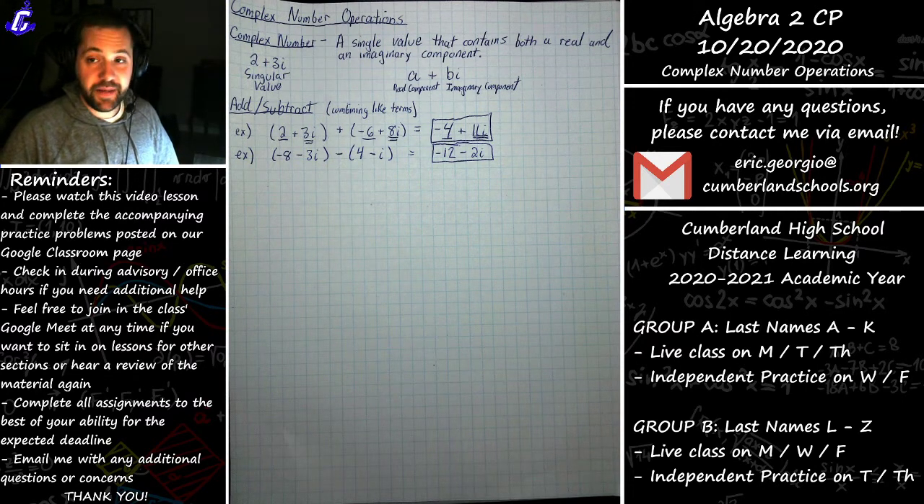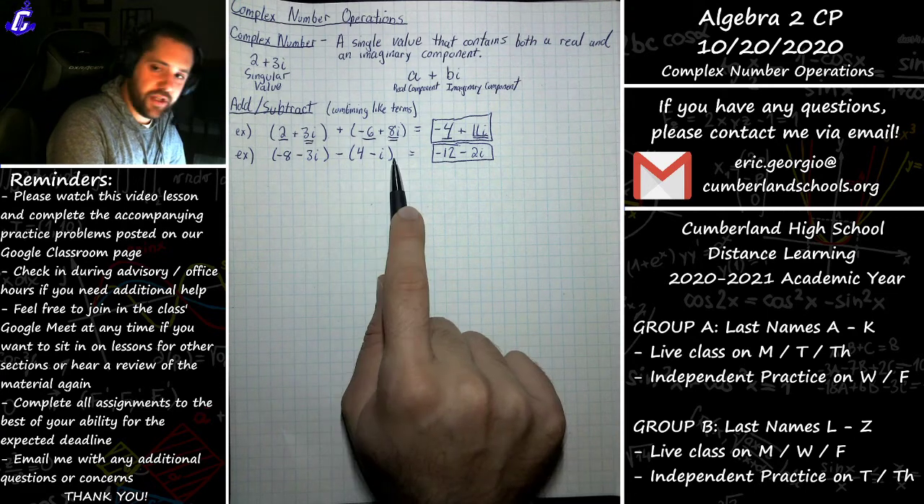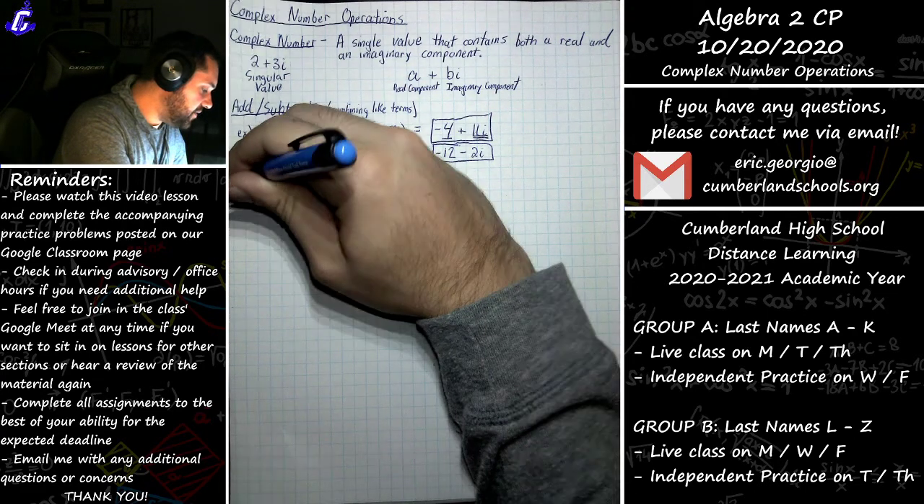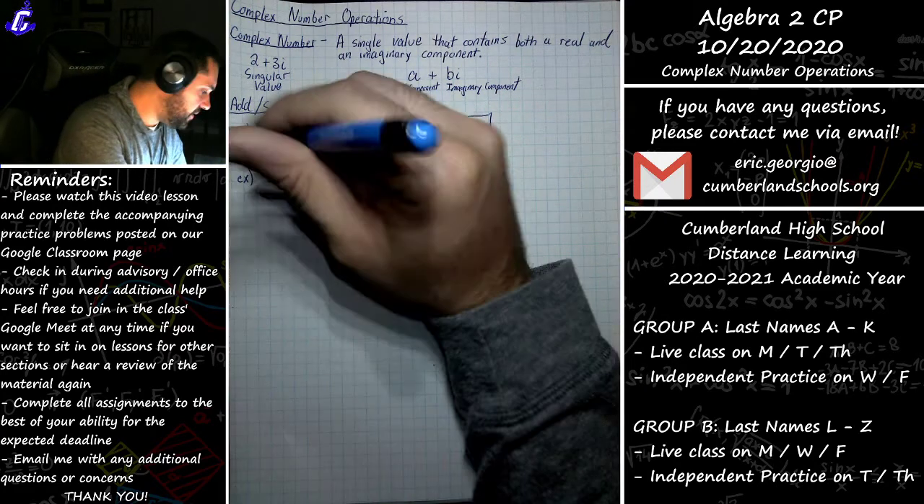All right, hopefully that makes sense. Just combining like terms with just a little bit of a negative distribution there. After that, let's do one more adding and subtracting just with radicals instead. Let's throw in some square roots.